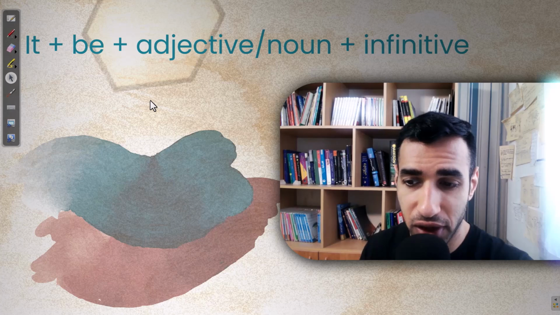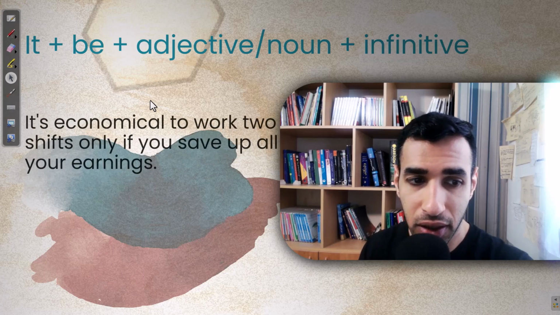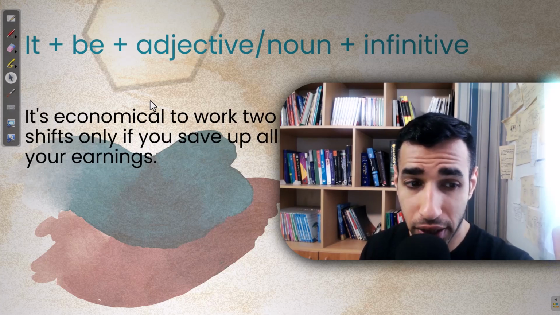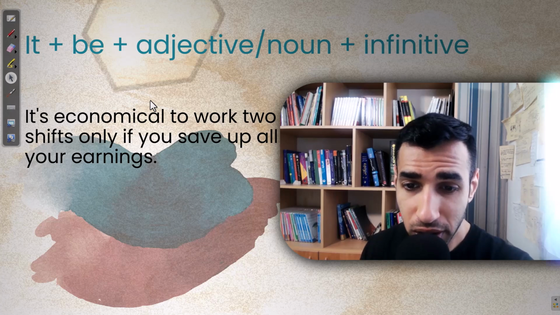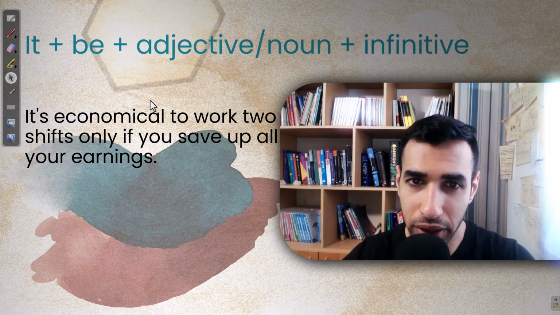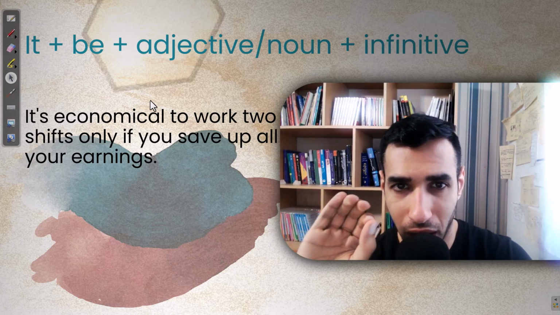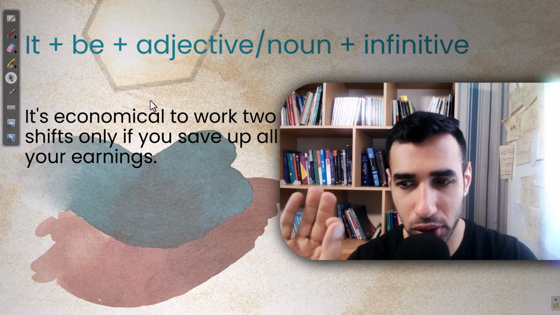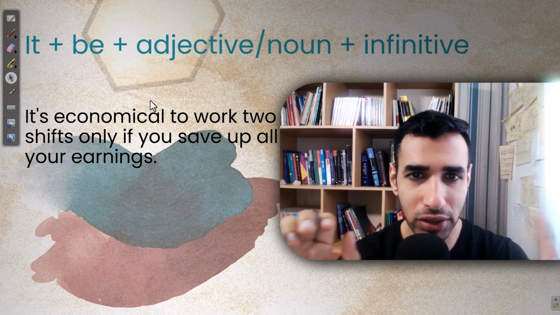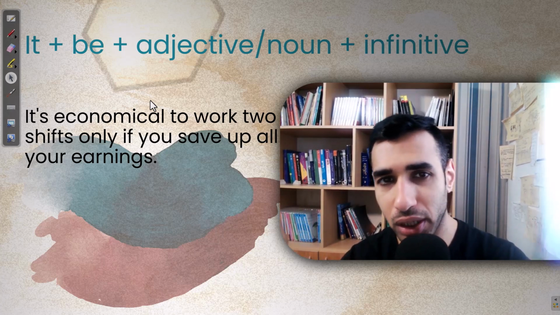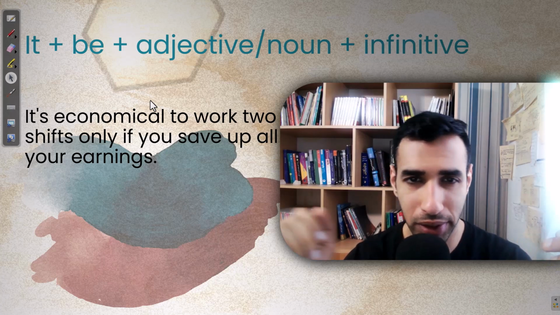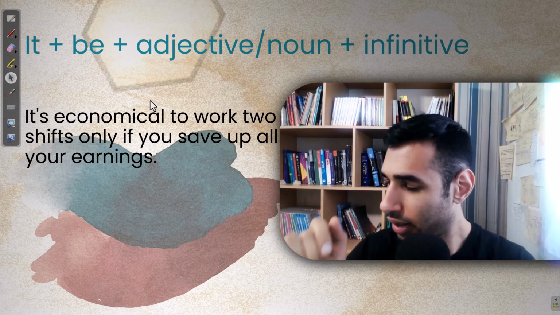Now pay attention to the first sentence. It's economical to work 2 shifts only if you save up all your earnings. We use this structure to comment on tips, points, or behaviors: what is good and what is bad. It's economical to do something. It's good to do something. It's bad to do something.